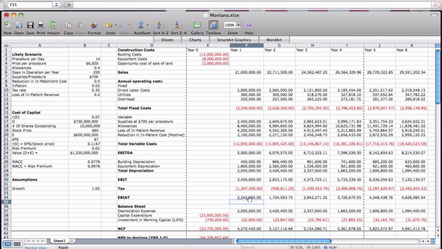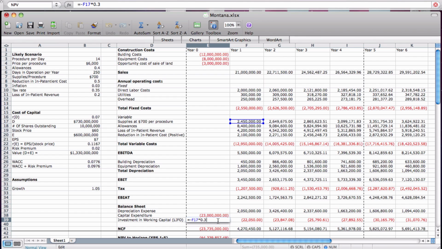We're going to want to add, and you can see this is kind of where our income statement-like spreadsheet ends. So now what we're going to want to do is add depreciation back onto our cash flows, because depreciation is not a cash expense. And this is where we come back to our investment in working capital.